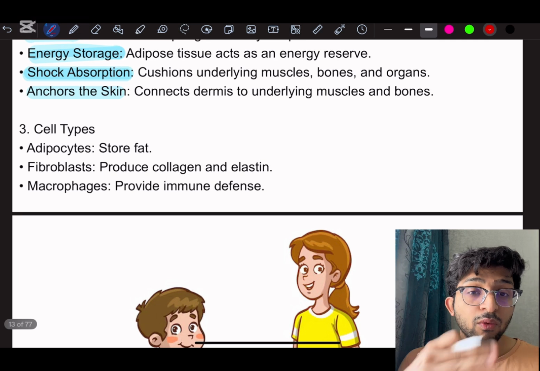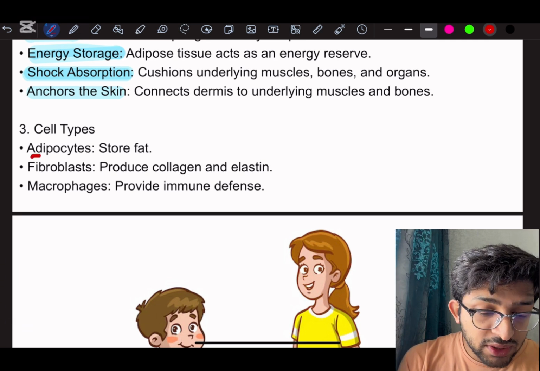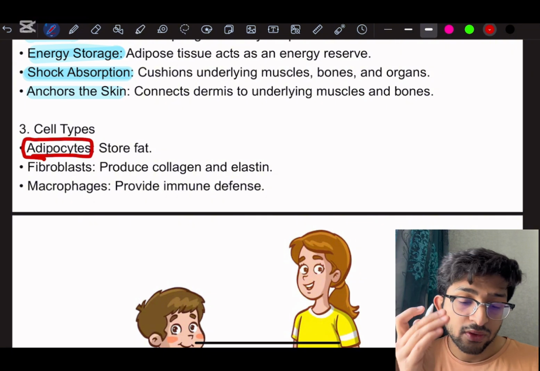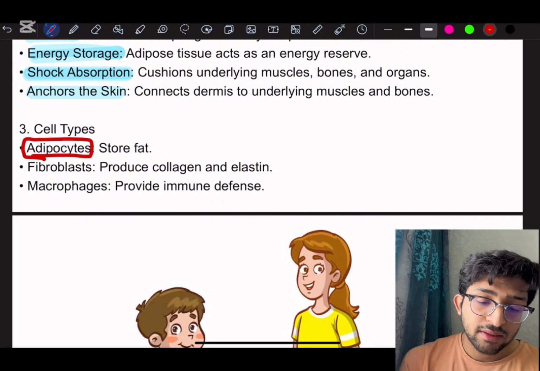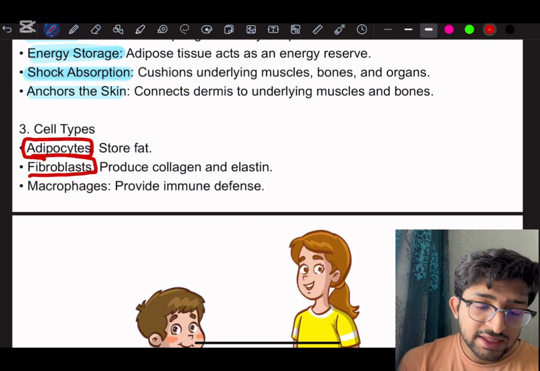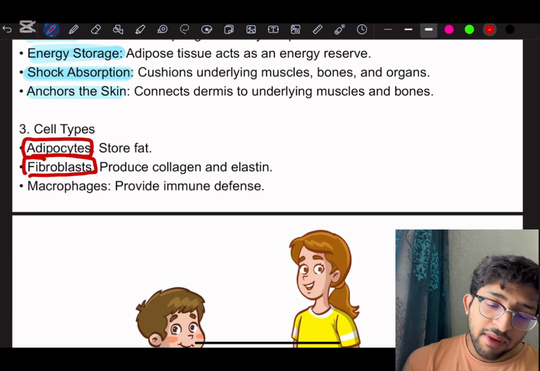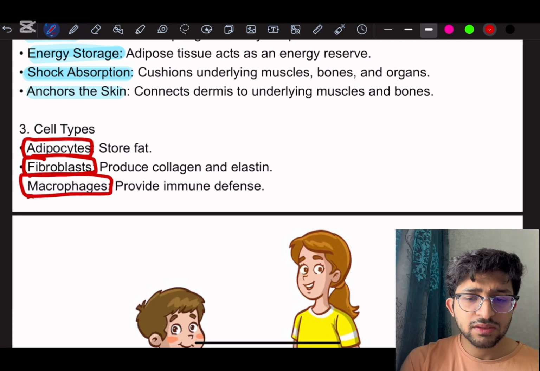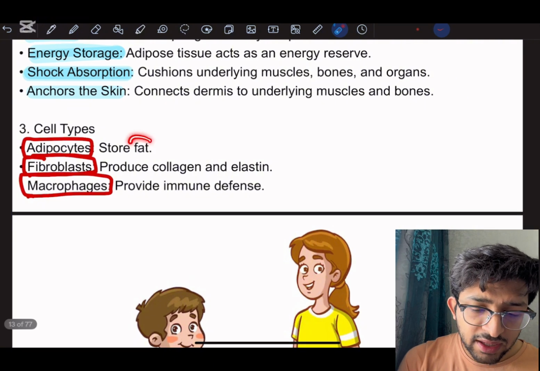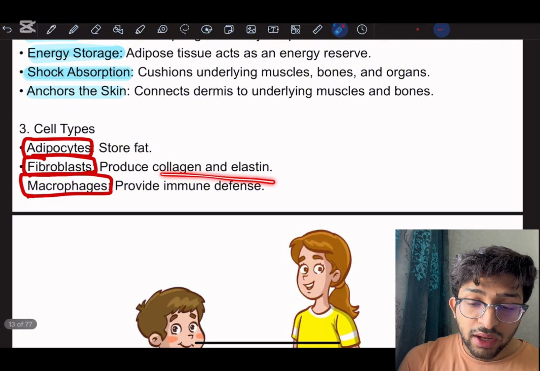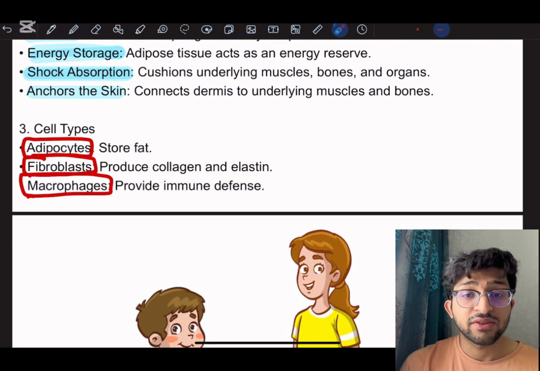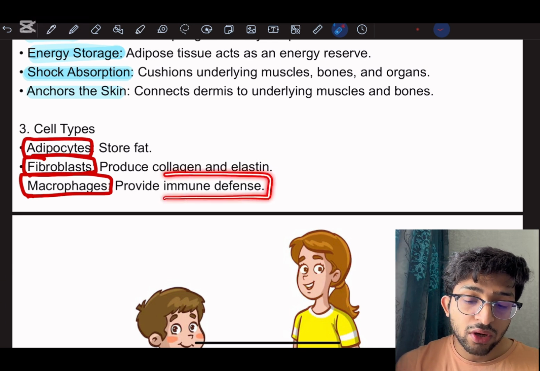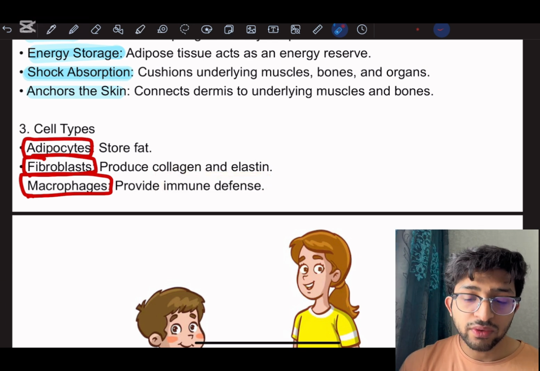The third is the cell types. For example, what is present over there? Adipocytes, right? They are the fat cells, okay? Fibroblasts are the collagen and elastin producing cells, and macrophages are the immune cells. So three cells we discussed: the fat cells, the collagen and elastin producing cells, which we call fibroblasts, and the third is the macrophages, which we call immune cells.